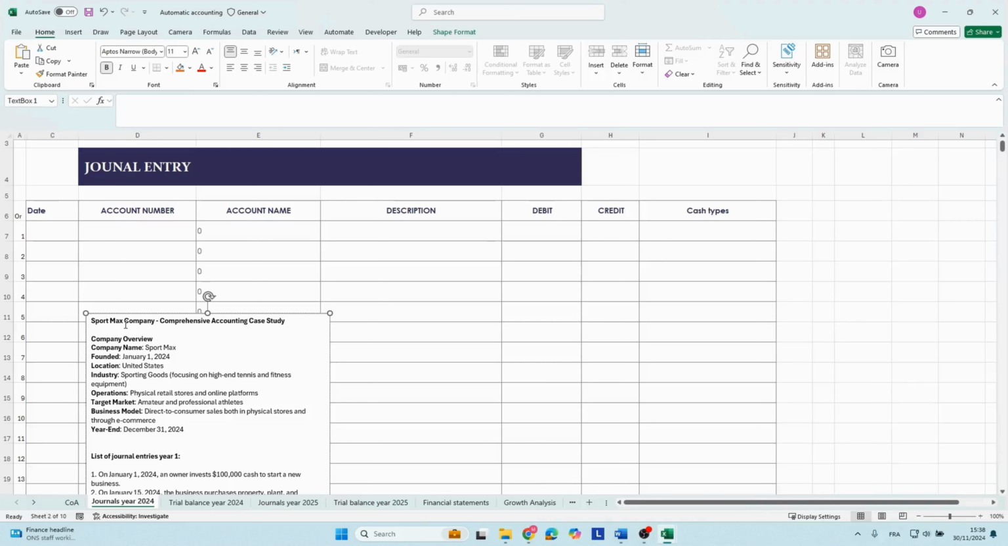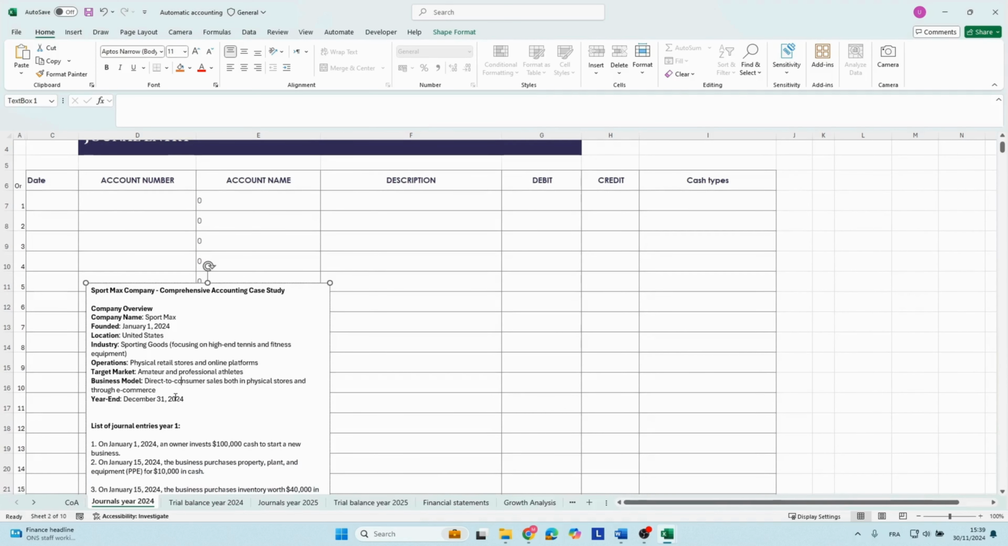Let's start our case. Our company is named Sportmax. The company was founded in January 2024, located in the United States. The company is in the sports goods industry. They have physical retail stores and online platforms. They target amateur and professional athletes. So they have direct-to-consumer sales, both in physical stores and through e-commerce.